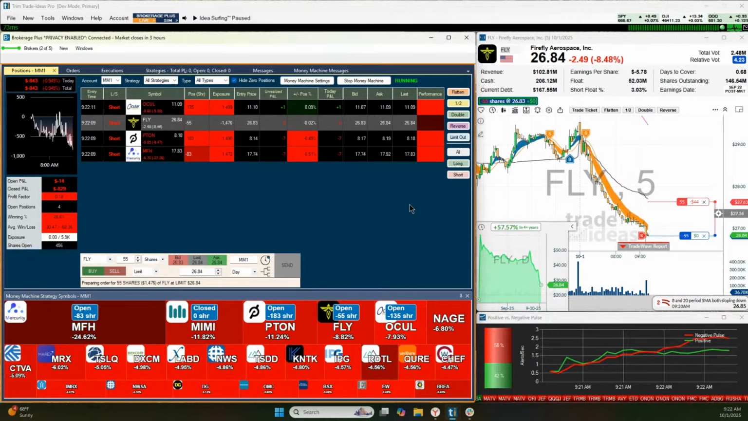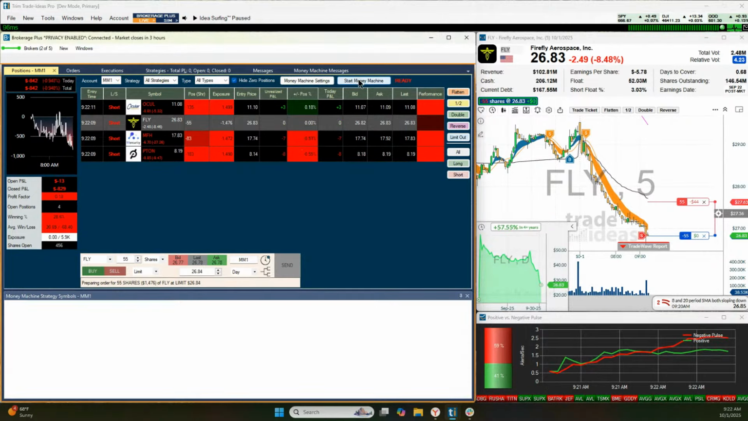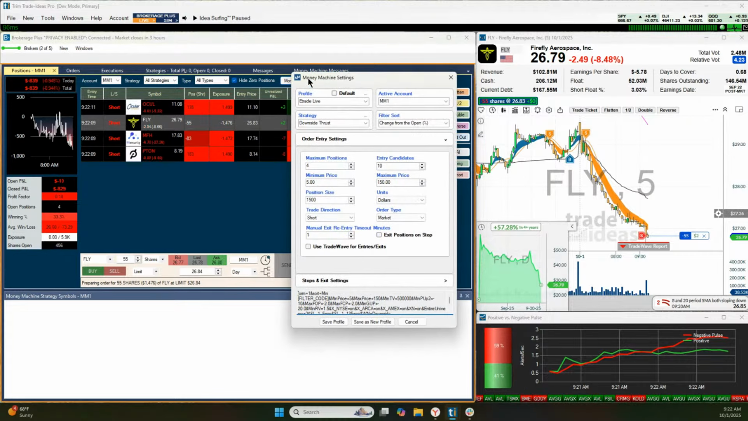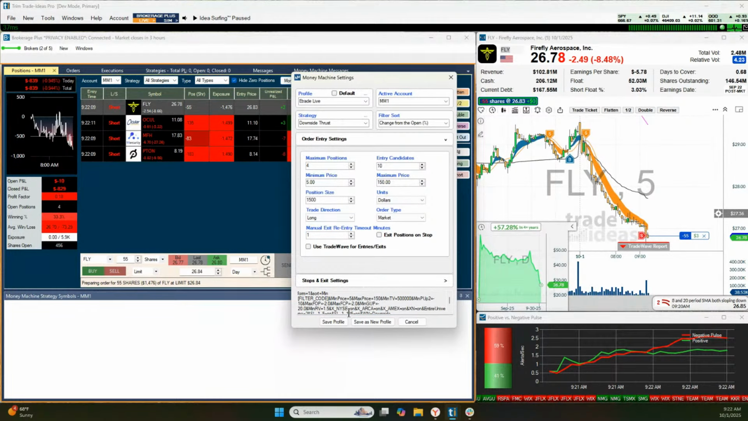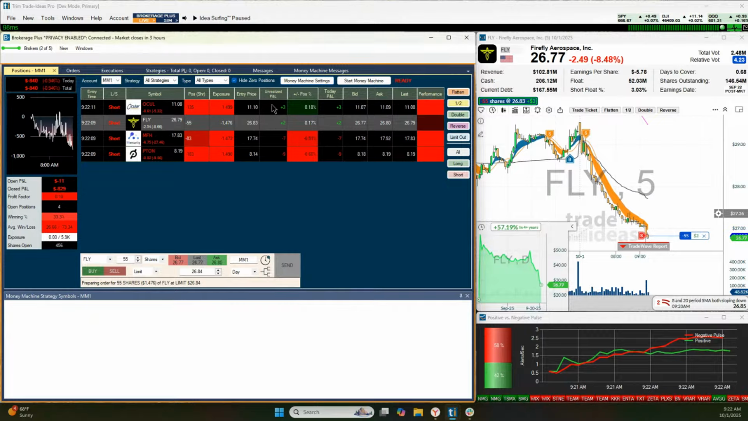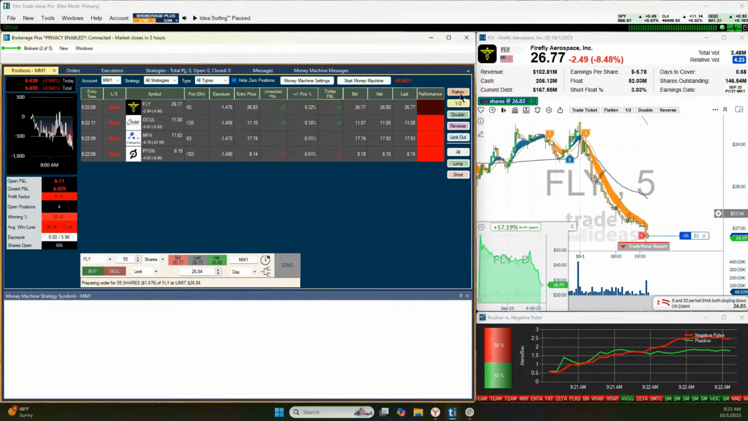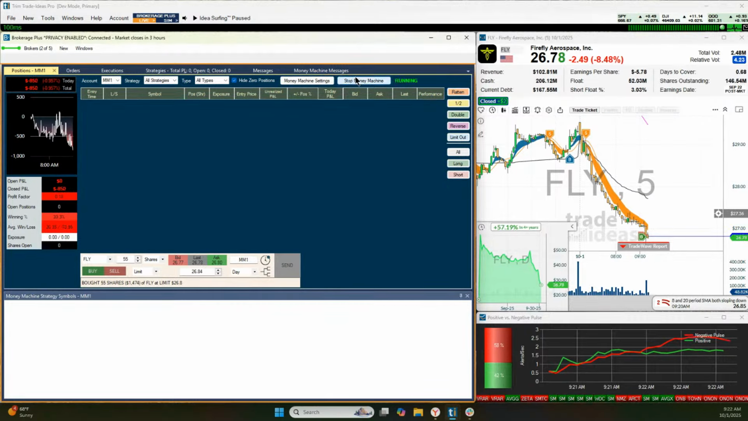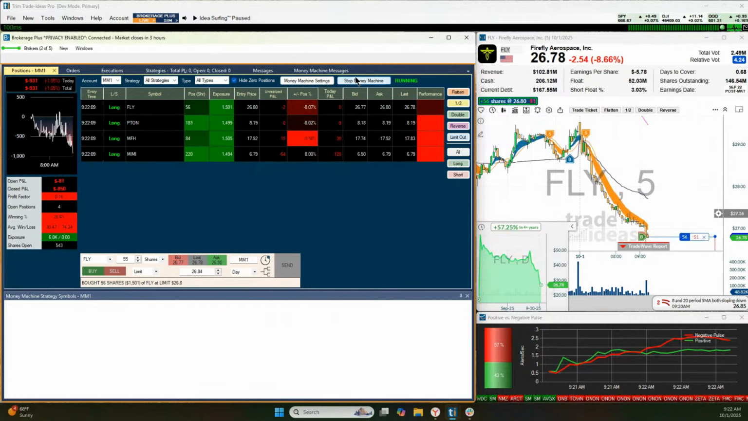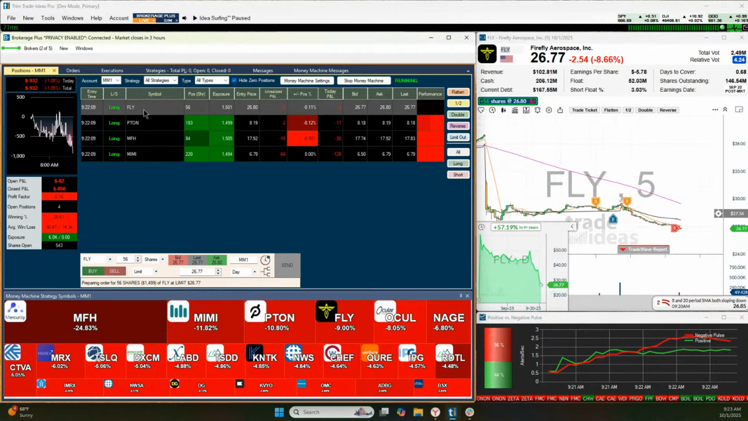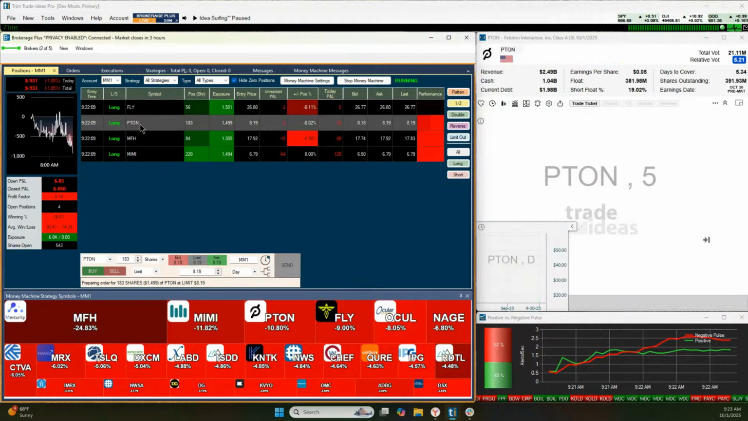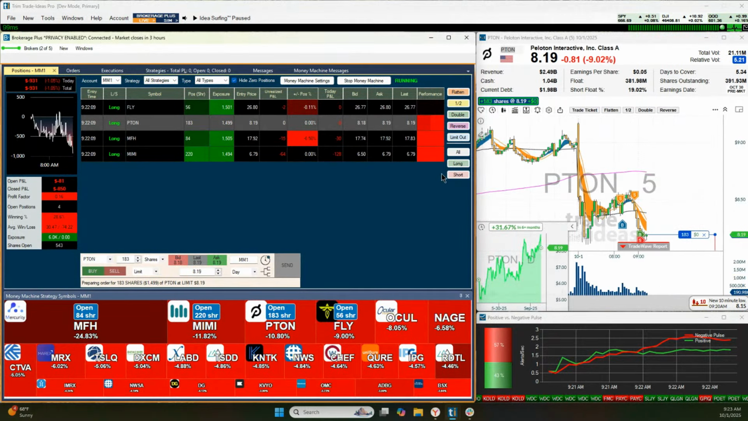So just the concept here, you can also take this one, and I'm going to stop it real quick. Money machine settings, direction short. I meant to go long. Save, profile, button. Okay, and start. So sometimes, do you see what I'm doing?